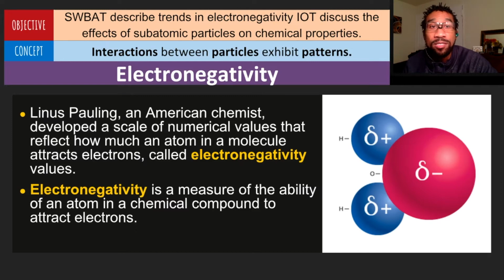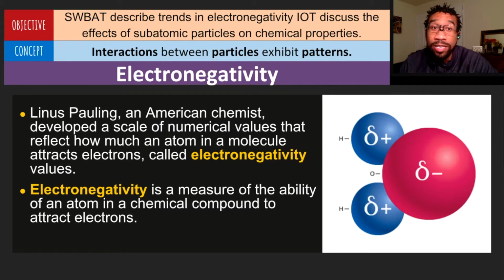The highest value of electronegativity is 4. Okay, so it goes from a scale of 0 to 4, and electronegativity is the measure of the ability of an atom in a chemical compound to attract electrons. Okay, so this time we're talking about atoms that make compounds, and the electronegativity often results in polar molecules.